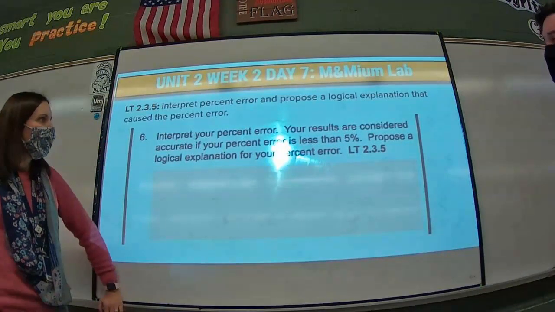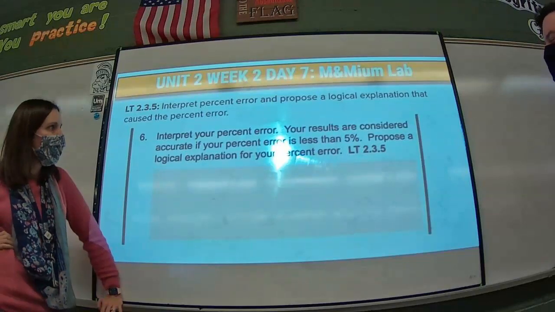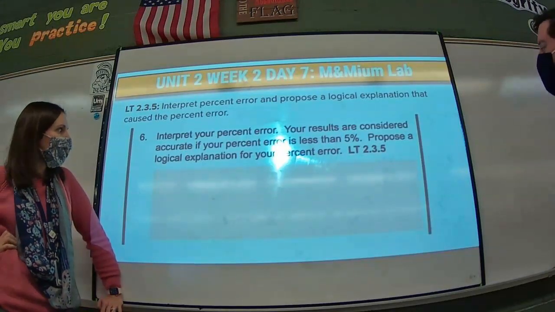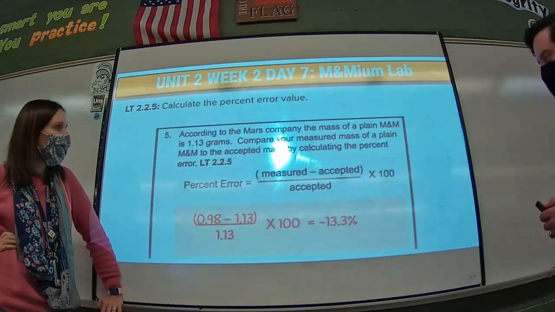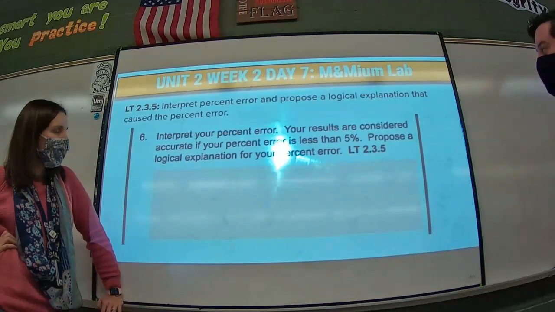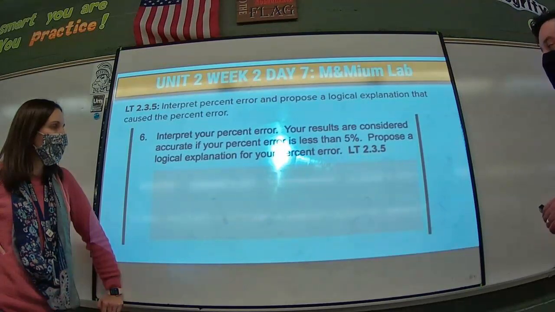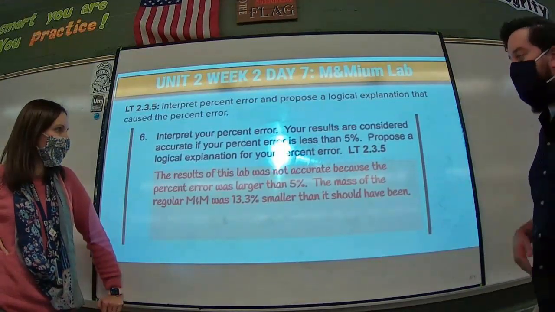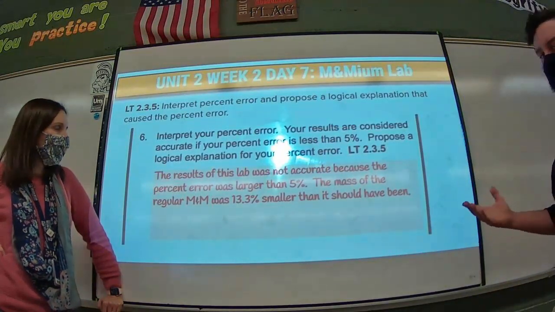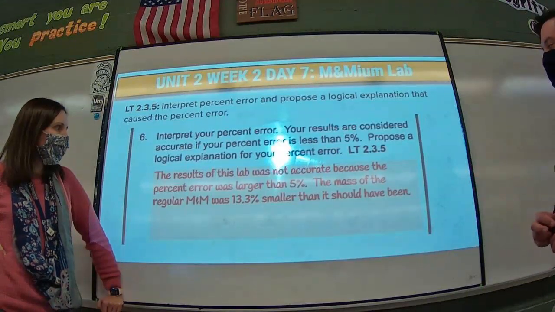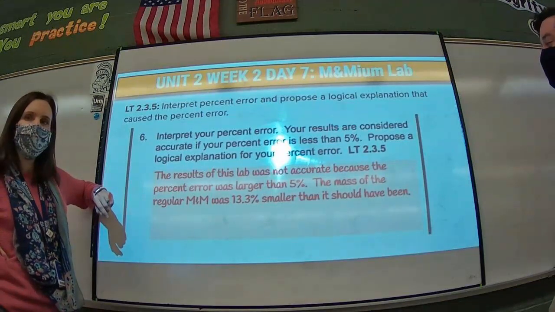All right, guys, so we also need to interpret that percent error. Your results are considered accurate if your percent error is less than 5%. And we need to propose a logical explanation for that percent error. So our percent error was negative 13%. That's pretty far below the accepted value. So we need to propose a logical explanation for why that happened. And we can say that the results of this lab are not accurate because percent error was larger than 5%, right? Even though we're negative, we're still more than 5% away from zero. So the mass of our regular M&M was 13.3% smaller than it should have been.